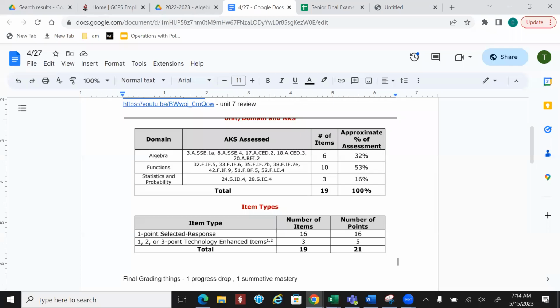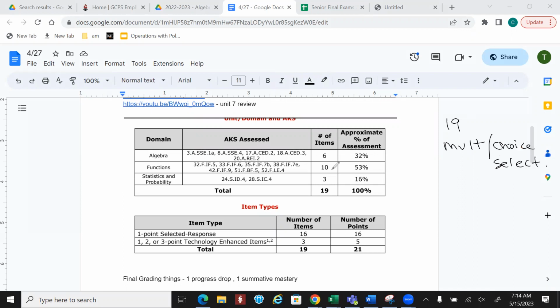Let's talk through how many questions are on the final and that kind of thing. There's more than 10. There are 19 questions in total. They are multiple choice and multi-select, where you have the drop down or you check a checkbox.